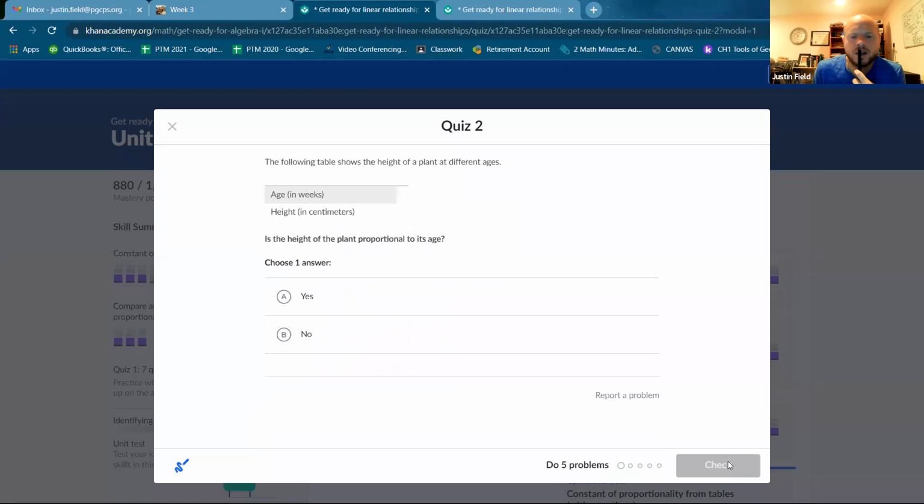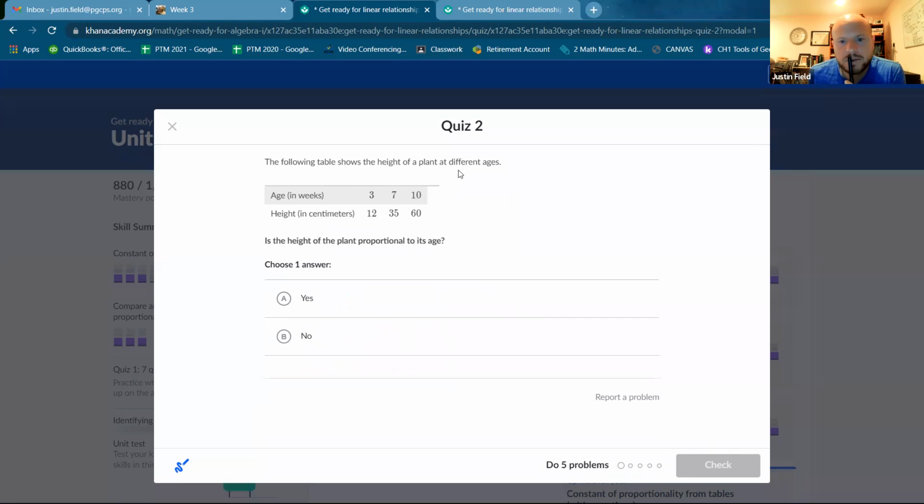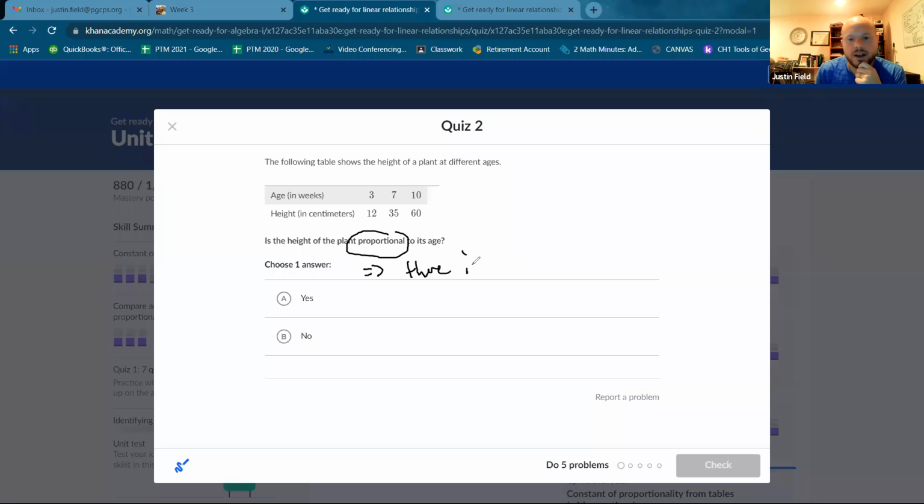Quiz 2. The following table shows the height of a plant at different ages. Is the height of the plant proportional? If it's proportional, then that implies there is a constant of proportionality, which means I can divide y over x, and they're all the same for all of them. So all the y over x's are equal. So like 12 over 3, 35 over 7, and 60 over 10. Well, this is 6, and this is 5.